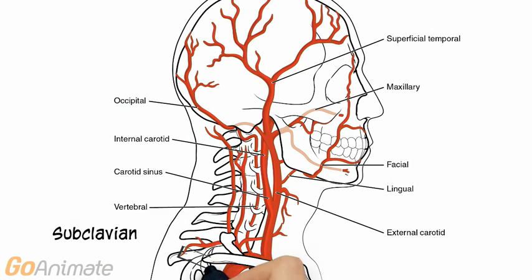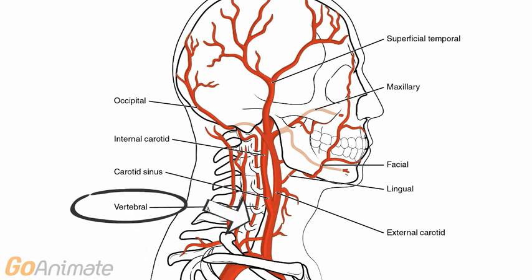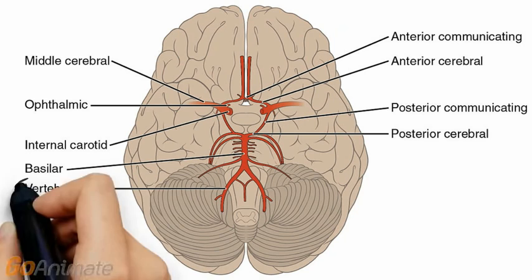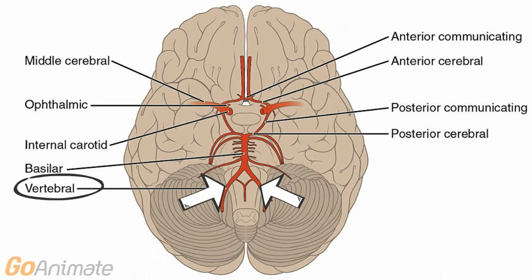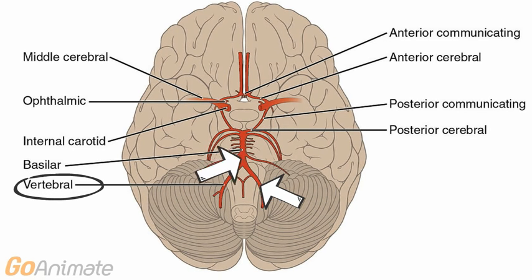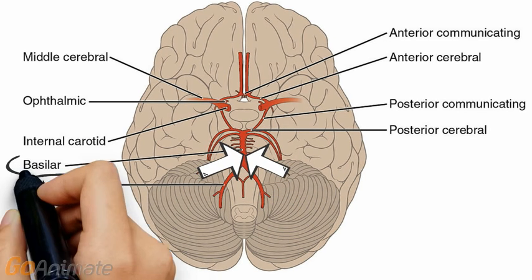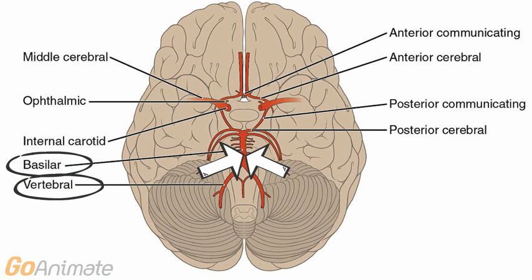The vertebral artery branches off the subclavian and runs through the transverse foramen of the cervical vertebrae. It supplies the cerebral arterial circle, or circle of Willis. Both vertebral arteries supply the basilar artery. The arterial circle is supplied by the basilar artery along with both internal carotid arteries.